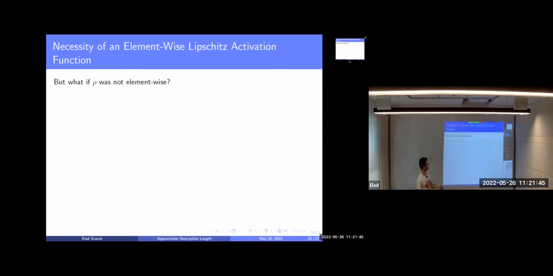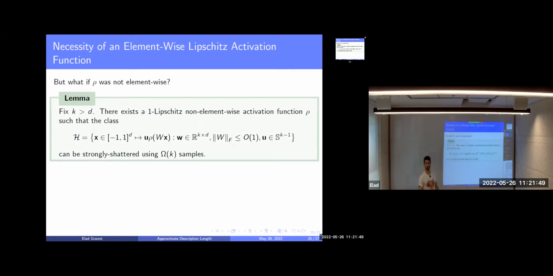The following result shows that yes. If rho was not element-wise, then you cannot get a width-free upper bound, and we show it by showing a set of samples that grows with the width that can strongly shatter the class. I'll say it again: there is a one-Lipschitz, but not element-wise, activation function that, using a number of k samples, can shatter the class, and therefore we are not width-free anymore.